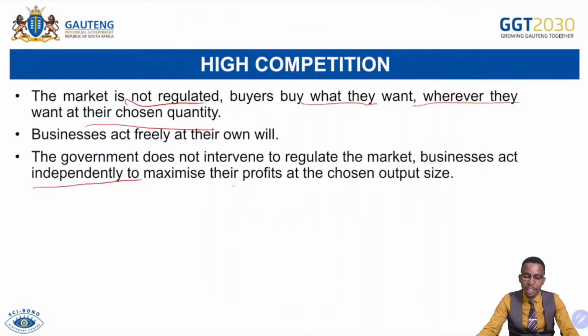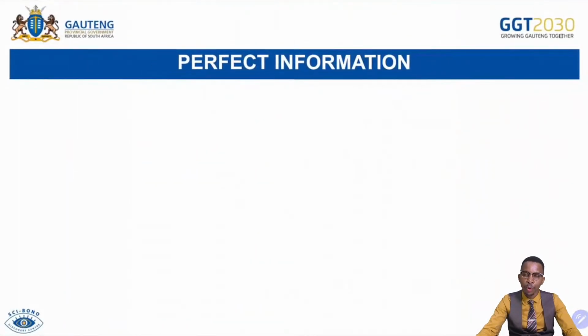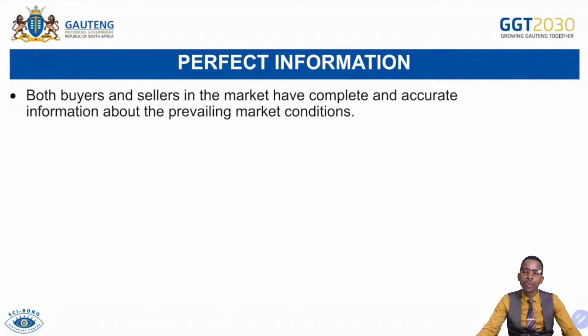Simply put, in a perfect market, who answers economic questions? The business itself will answer economic questions on what to produce, how to produce, and for whom to produce. There is also perfect market information, meaning consumers and producers are fully informed about prevailing market conditions. None of them has hidden information. There is no asymmetric information. What do we mean by asymmetric information? We mean one party has more information while another party has less information.